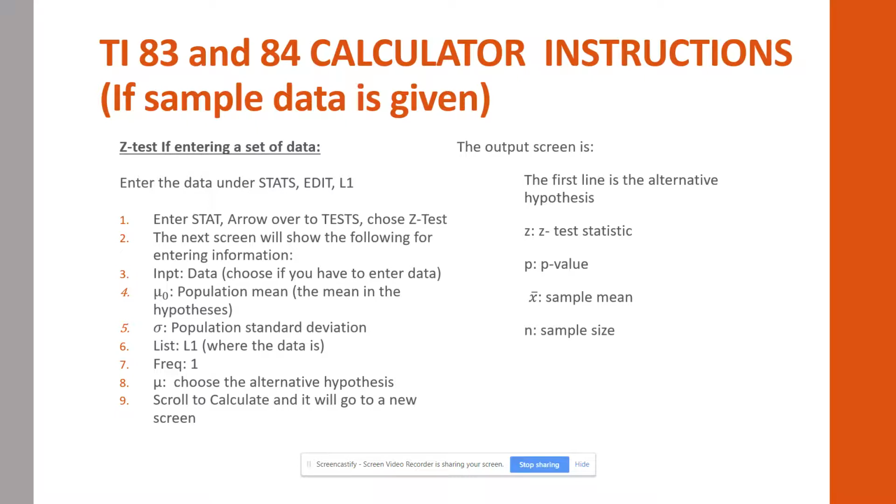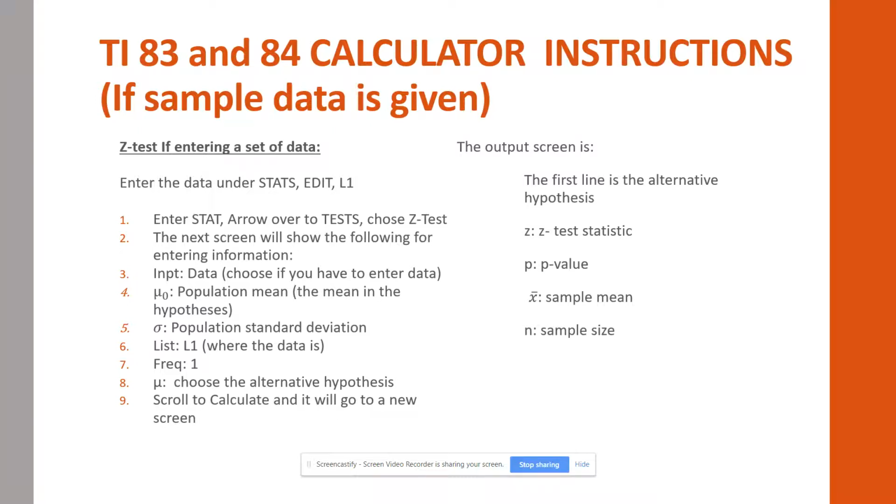The mean with the little zero is the population mean. Again, that's the mean in the hypothesis. Your sigma is your population standard deviation. Your list is L1. So you put your data in L1, now it's calling back to L1. The frequency is 1. The mean again is where you choose that alternative hypothesis. Scroll to Calculate, and it's going to give you a new screen with the output.